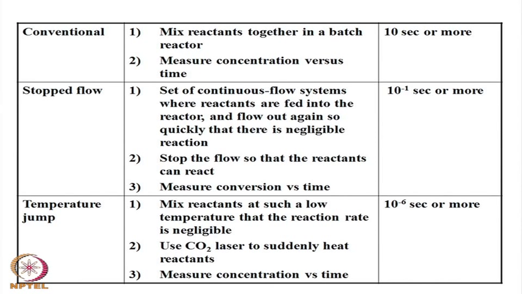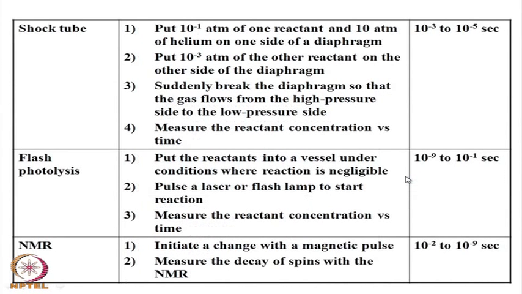Temperature jump method: mix reactants at such a low temperature that the reaction rate is negligible. Use a carbon dioxide laser to suddenly heat the reactants and measure concentration versus time. In that case the time required is 10 to the power minus 6 second or more. That is the limit, 10 to the minus 6.